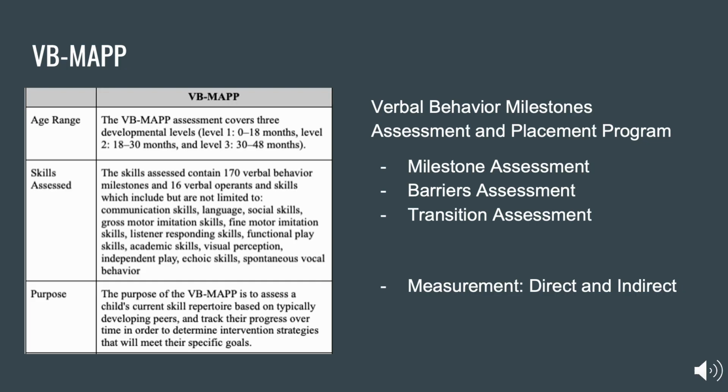The VB-MAPP is an assessment tool designed to measure the language and social skills of children with autism or other developmental disabilities. The VB-MAPP utilizes the milestones assessment, in which skills such as requesting, labeling things, and having simple conversations are assessed based on typically developing children. It also focuses on listener responses, like whether Sarah can follow instructions and have social interactions, which are essential for her overall development.